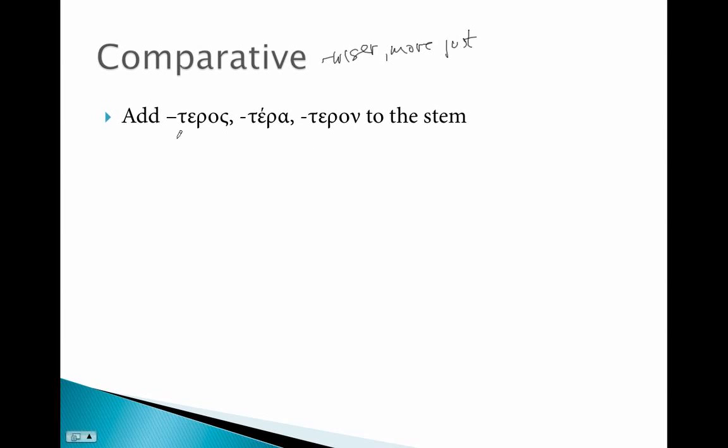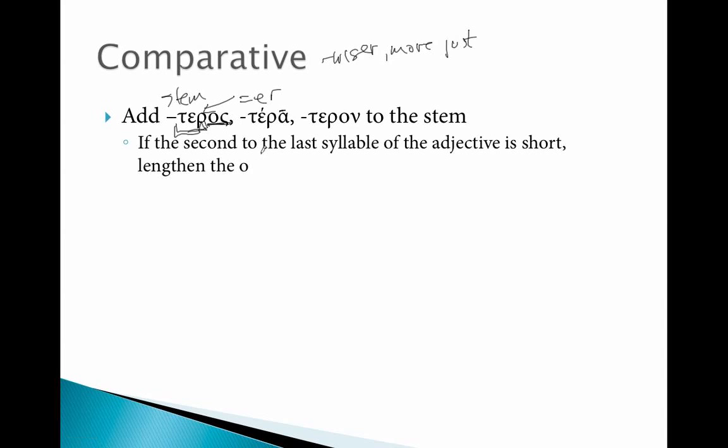So the basic idea is we're going to add this infix ter. We're going to take our stem, add this ter suffix, and then add our endings. So teros, tera, and that's long alpha, and that's why the accent's there, teron. So if you see this ter, that equals English ER. Right? So let's see how this is.